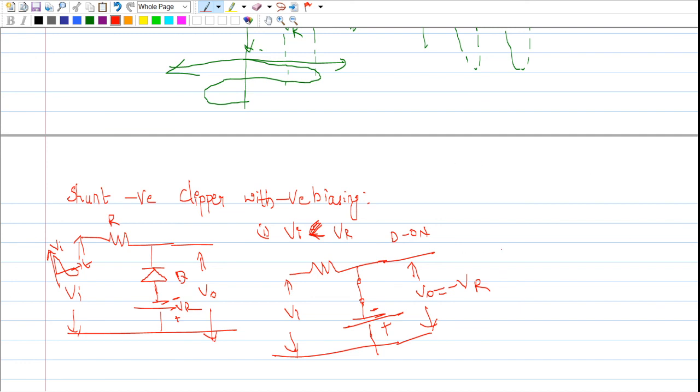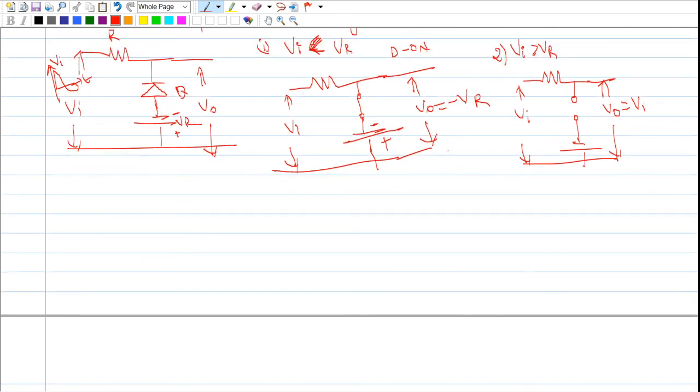The second condition is Vi greater than VR. Here, when we apply high voltages to the cathode terminal, the diode does not conduct, it is open circuited. So the output voltage is equal to the input voltage, that is V0 is equal to Vi. Now write down the transfer characteristic equations for this type of biasing.